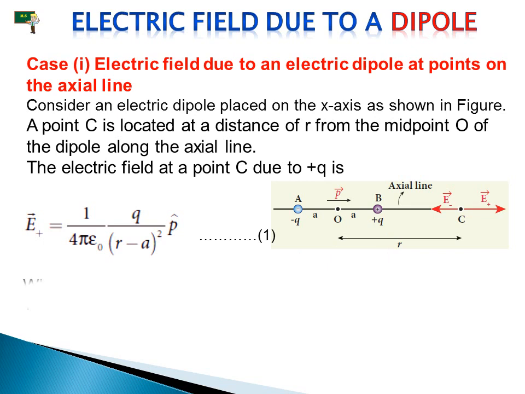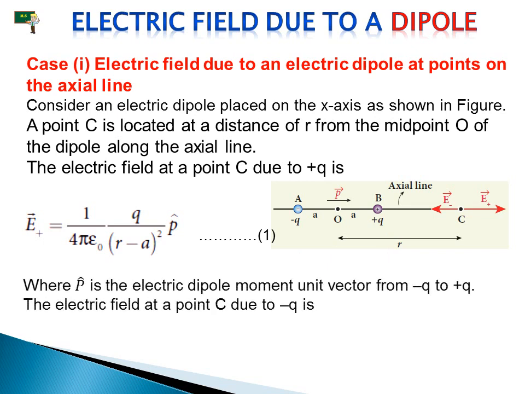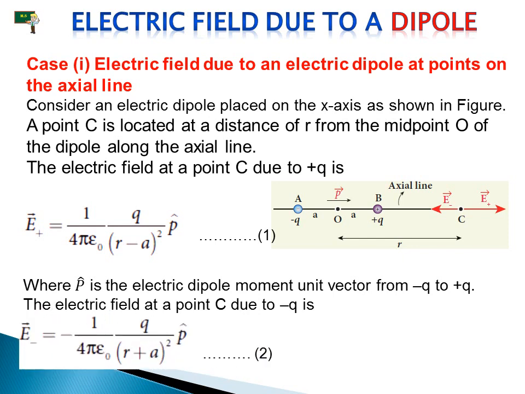Then next one, electric field at a point C due to minus Q. Here P vector is the electric dipole moment unit vector from minus Q to plus Q. Let us find the electric field at a point C due to minus Q, which is E vector equal to 1 by 4 pi epsilon 0 Q divided by (R plus A) the whole square.